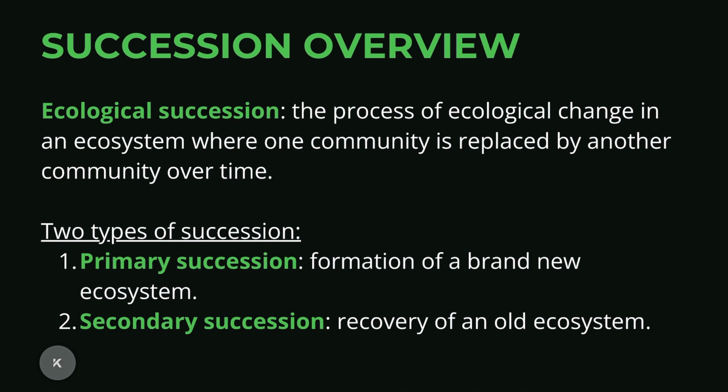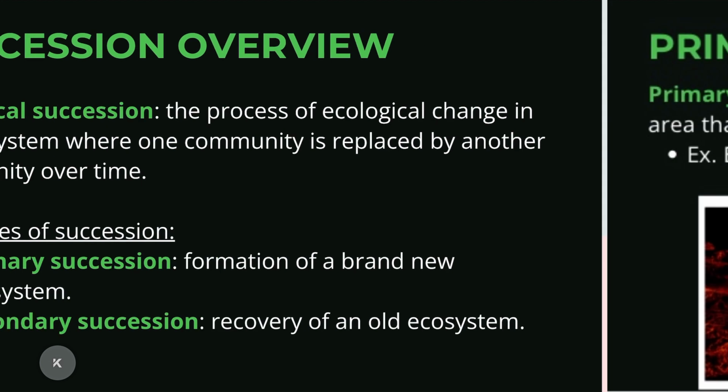There are two types of succession that we're going to talk about, and that's primary succession and secondary succession. Primary succession is the formation of a brand new ecosystem, whereas secondary succession is going to be recovery of an old ecosystem.